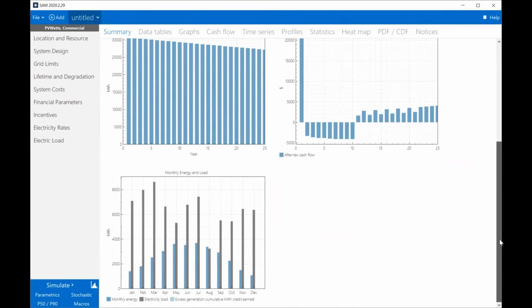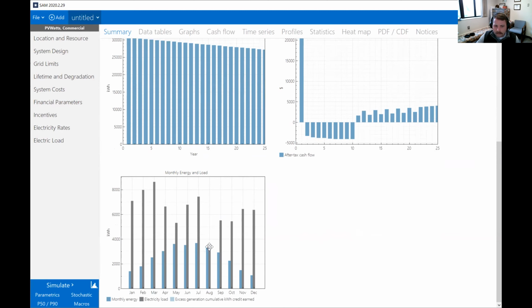All right, now here's my favorite chart. My favorite chart is comparing the load to the electrical production from the solar. And what I'm looking for here is months that I overproduce. And in this case, August, I overproduced in August, but only a tiny, tiny bit.